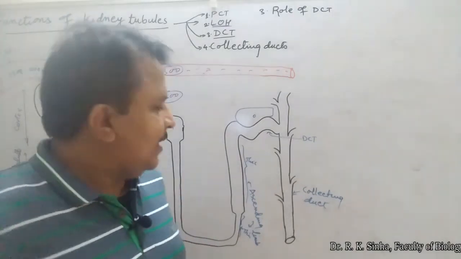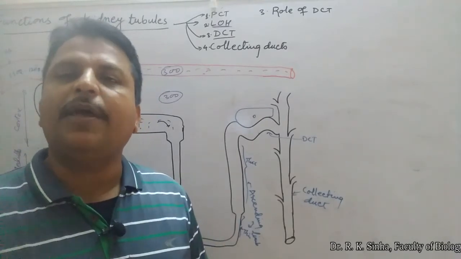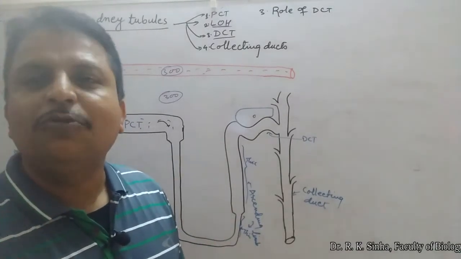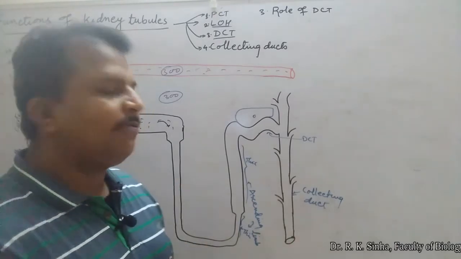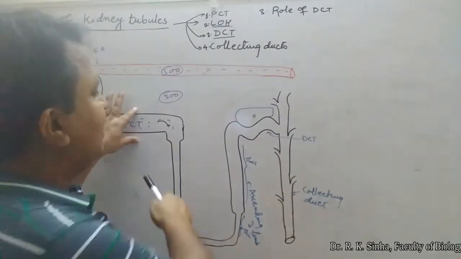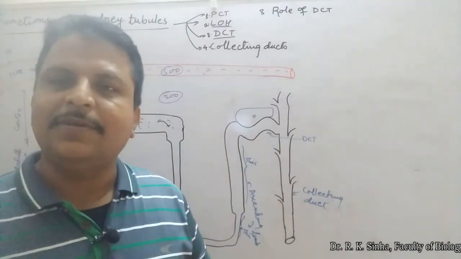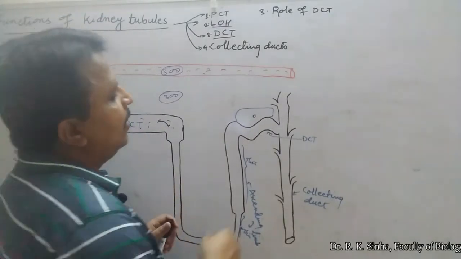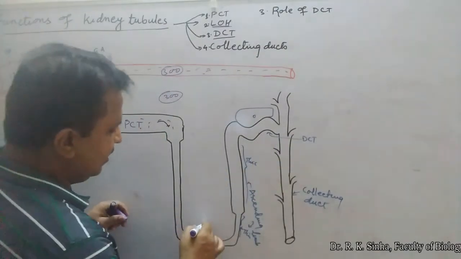Since the role of this segment is to maintain the hyperosmolar condition, when you remove it, it means you are diluting the urine. A large volume of urine will pass out. Here the PCT will be connected with the DCT, and a large amount of water will pass out. It cannot be maintained in a hyperosmolar condition.